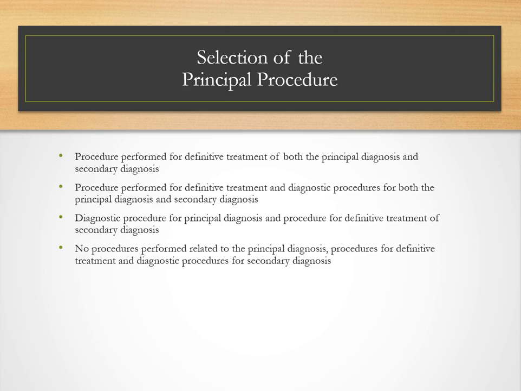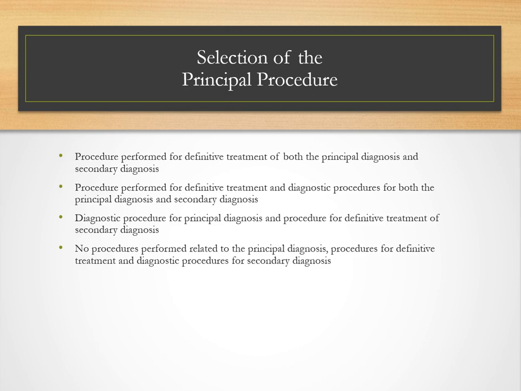All right, lastly, selection of the principal procedure. There are guidelines for selection of the principal procedure, and this is directly in relation to the principal diagnoses. Principal diagnoses is what we talk about with ICD-10 CM, which is not what we're talking about here, but the principal procedure and the principal diagnoses have a relationship. So we have 4 guidelines here that are notable.